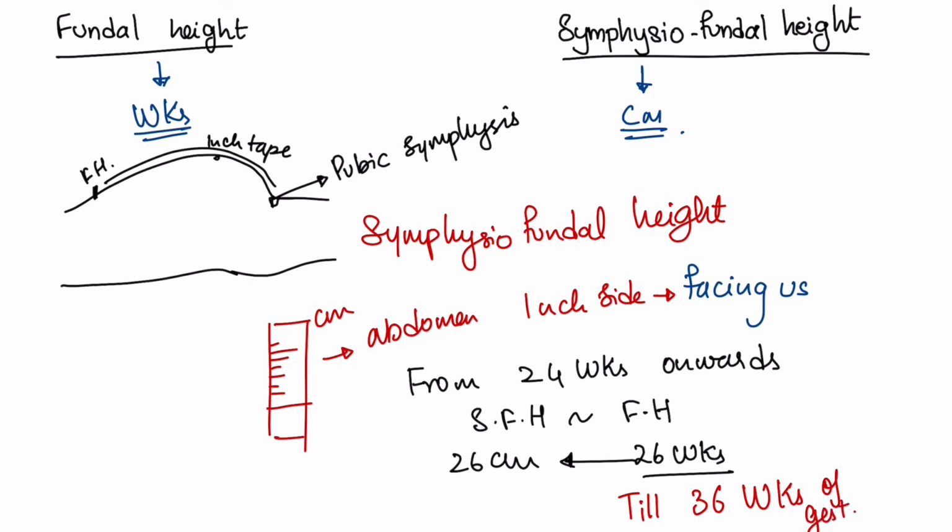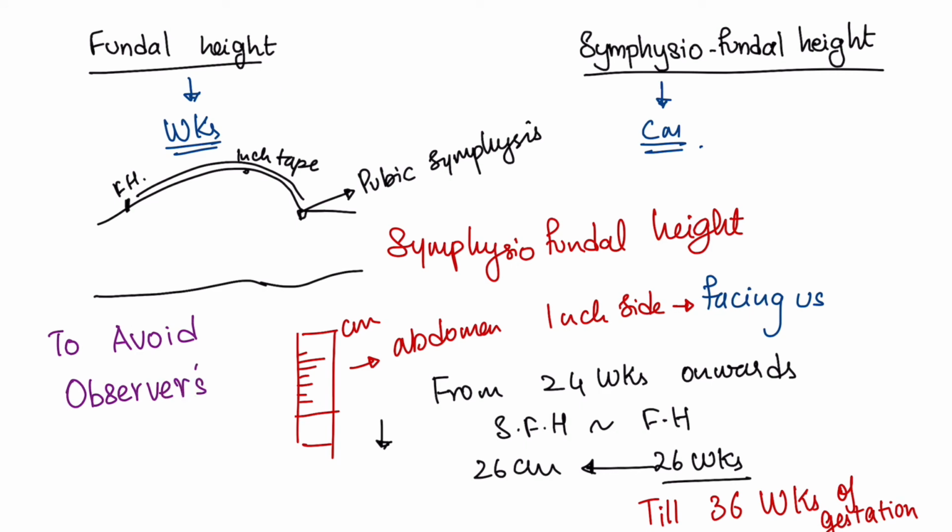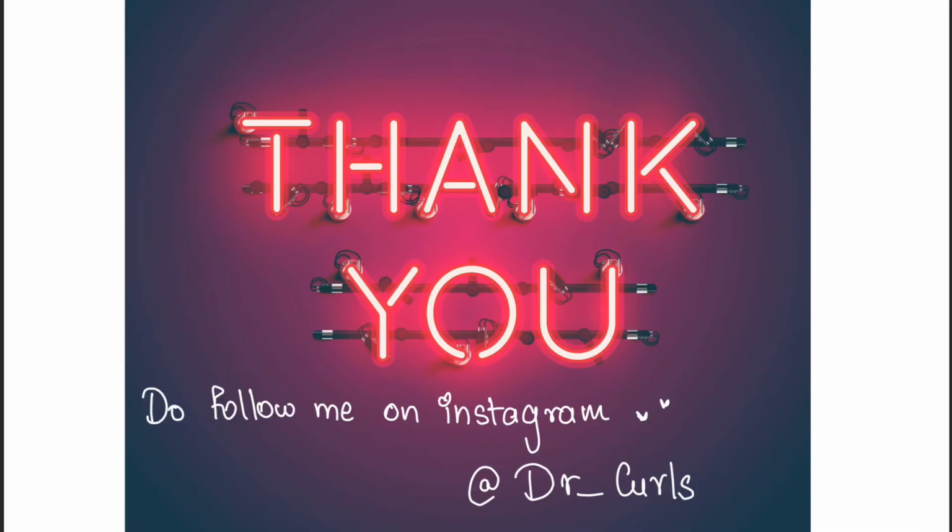So we have to be careful not to get confused. We already know the weeks of gestation, maybe midway between the umbilicus and the xiphisternum, or one third, say 28 weeks. So we should not blindly mark it as 26 centimeters. That's why the inch side is facing us and the centimeter side is facing the mother. We do this to avoid observer's bias. Okay, so that's it for this.